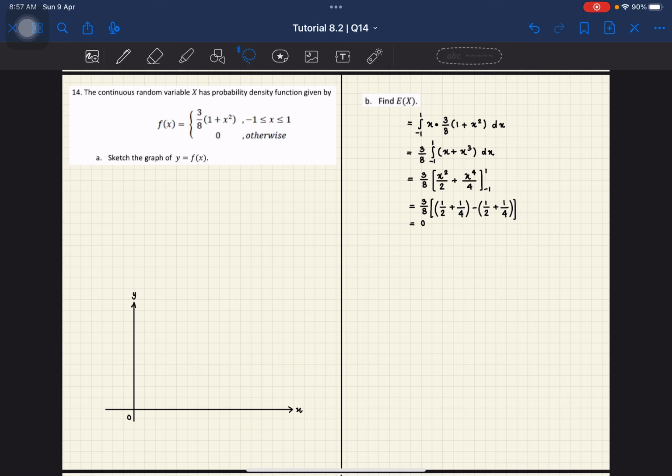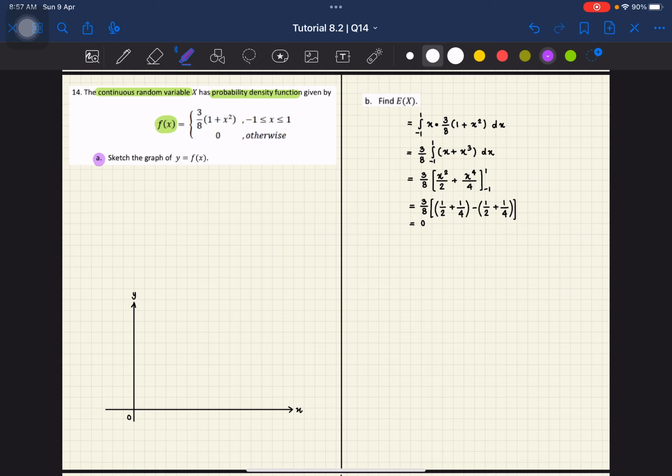So, continuous random variable x has probability density function. Okay, so kita ada continuous random variable. And then dia bagi kita probability density function means that we have a small letter f over here. Okay, so soalan minta kita sketch the graph of y equals to f(x). So awak kena sketch the graph of PDF sahajalah.